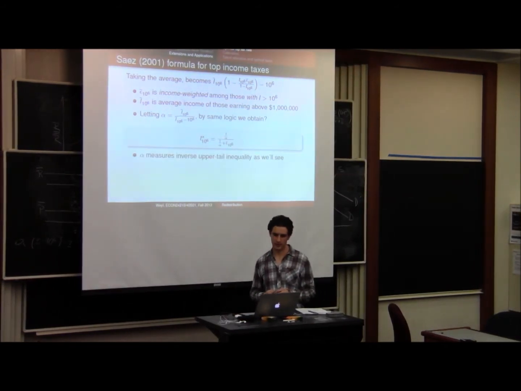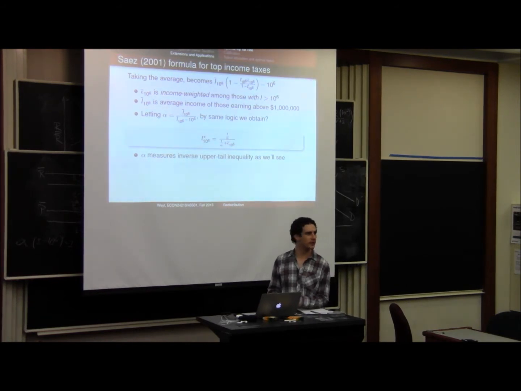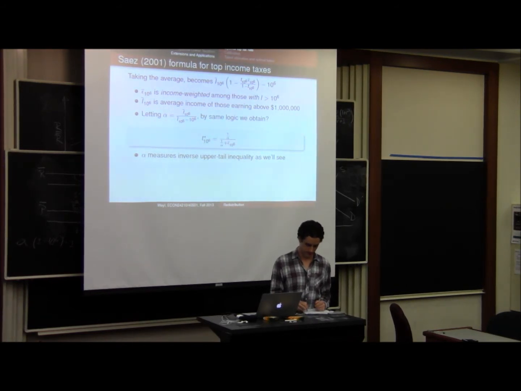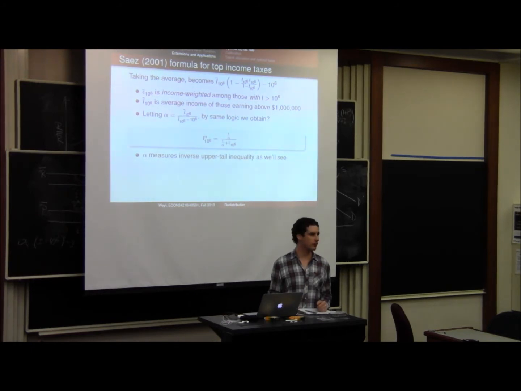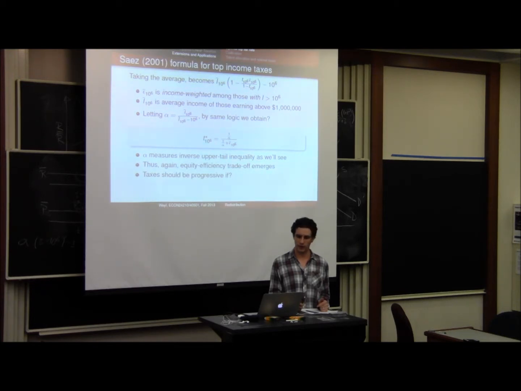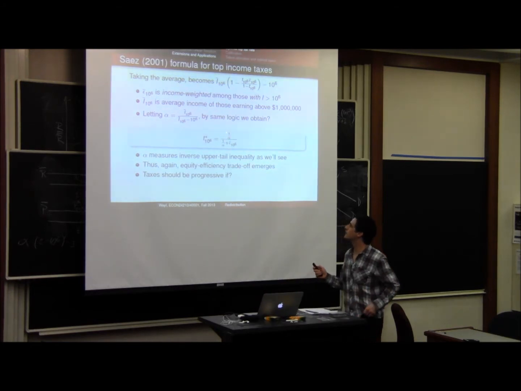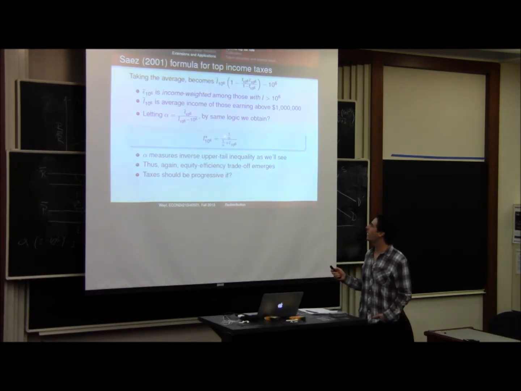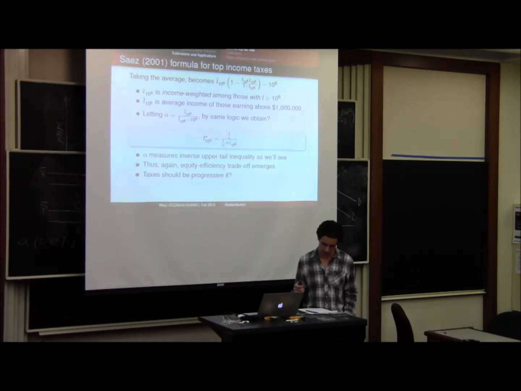Okay, exactly. So alpha measures... Kevin, sorry, just a question. Why are we equating that effect to 0 again? Because we're trying to maximize total revenue, and this was the derivative of revenue, right? Okay, so alpha measures upper tail income inequality, as we'll talk about in a minute. And so again, the equity efficiency trade-off emerges because the smaller alpha is, which means more inequality, the more tax we're going to have, and the bigger elasticity is the less tax we're going to have. So again, we have an equity efficiency trade-off.